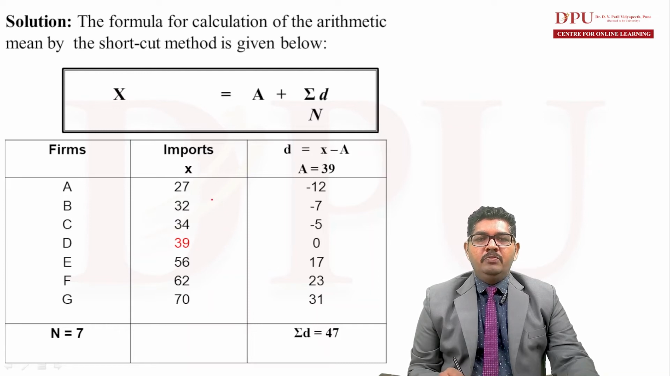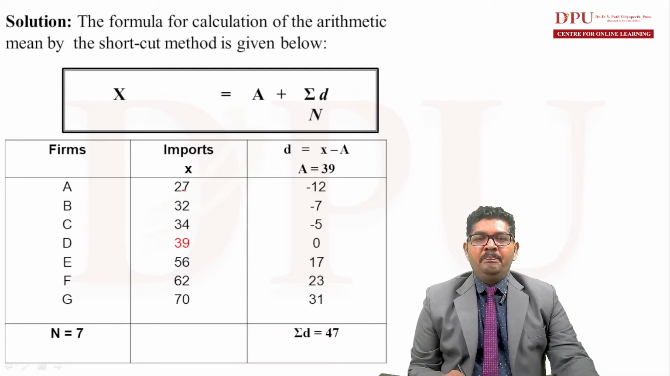After assuming it, we take deviations d. Look at the formula: we need summation of d, we need n, we need a. We have assumed 39 as the arbitrary mean, so the value of a is 39. How many firms are there? 7 firms, so the value of n is also available. Now what we need is d. So d is x minus a, where x are the import values and a is the assumed mean.